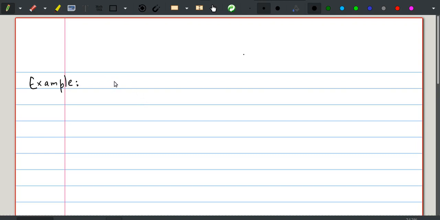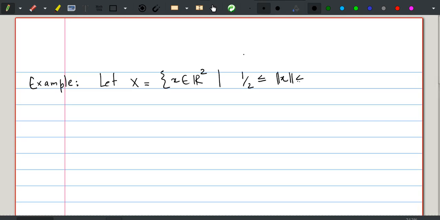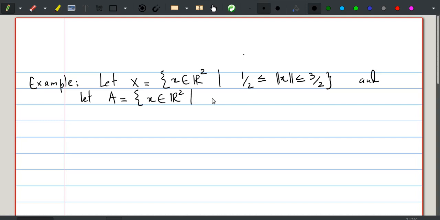Let us consider a topological space X which contains all elements of R2 such that 1/2 is less than or equal to the norm of x, which is less than or equal to 3/2, and let A be a subspace of X. Let A be the set of all elements of R2 such that the norm of x is 1. Now this is clearly a subset of X.